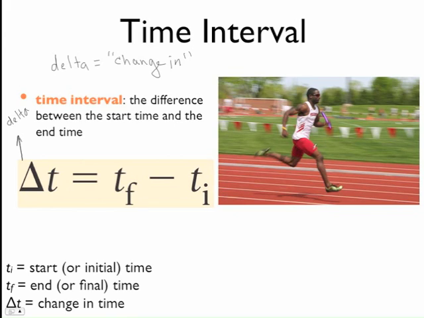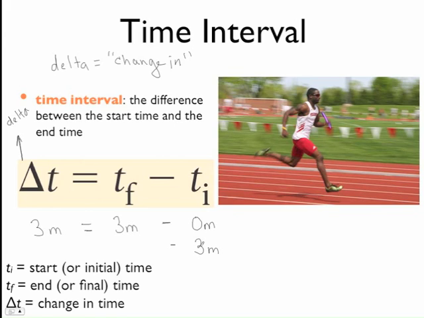Okay, so let's say this runner starts moving at 0 minutes, and he finishes after 3 minutes. His change in time, or that time interval in which he was moving, was 3 minus 0, which is 3 minutes. You could also say that he starts at 3 minutes.